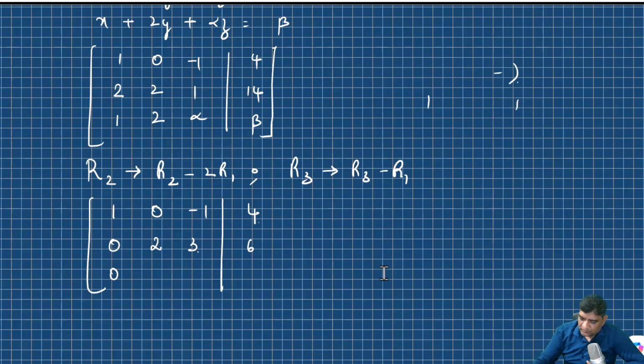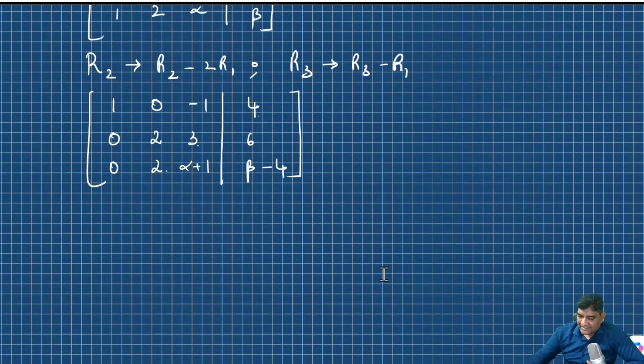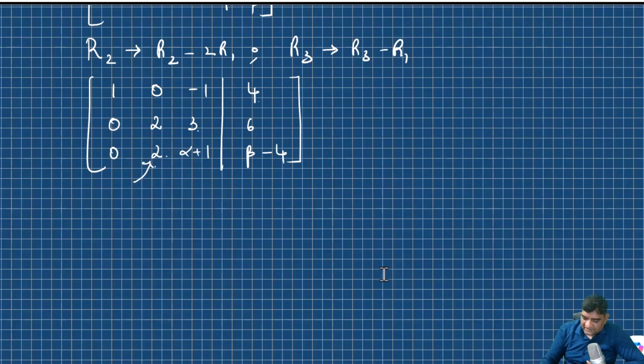Now the last row is row 3 minus row 1. So it's 1 minus 1, which is 0. And then 2 minus 0, which is simply going to be a 2. And then alpha minus minus 1, so that's going to be alpha plus 1. And the last one is simply going to be beta minus 4. So that is my operations, and now I aim at converting this to a 0.